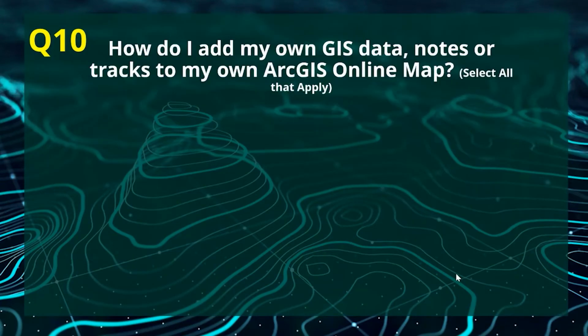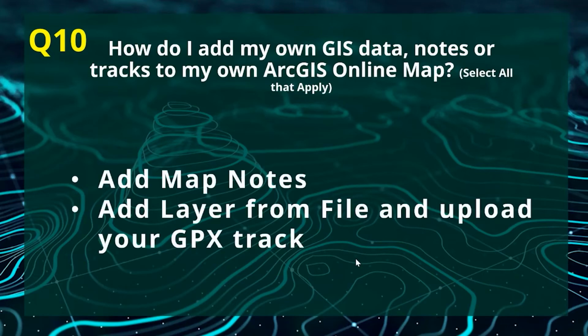Now that you've started an ArcGIS Online map, you might want to add your own data. This could be a track such as a GPX that you collected in the field using your phone or a different device. Maybe it was a Avenza, or you might just want to add notes to this map. Well, there's two great ways for doing that. You can add map notes, or you can add a layer from a file and upload your GPX track to the ArcGIS Online map, and I'll show you how to do that.